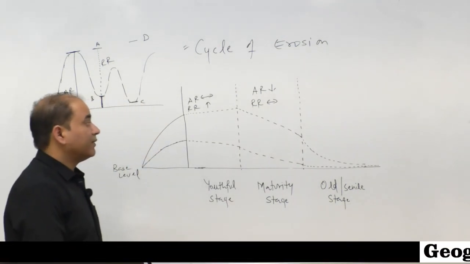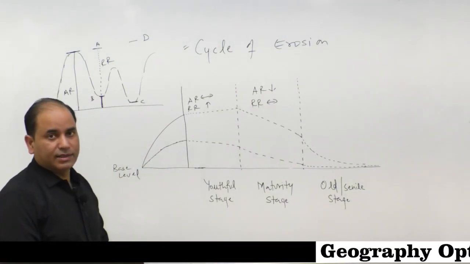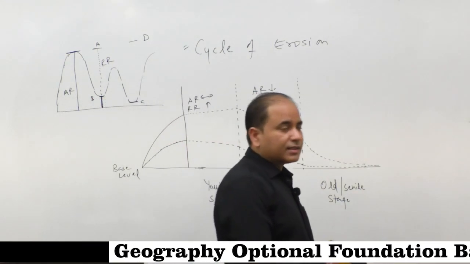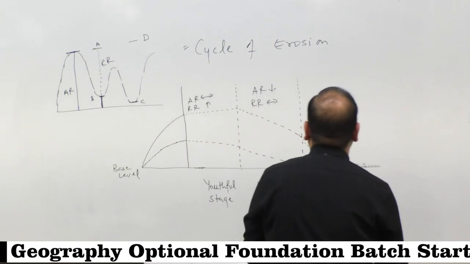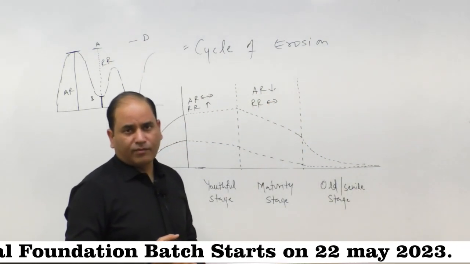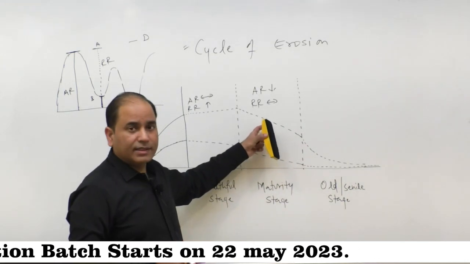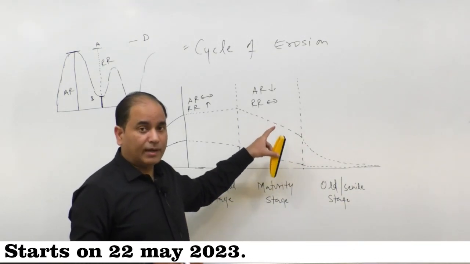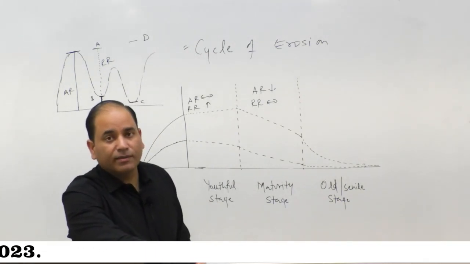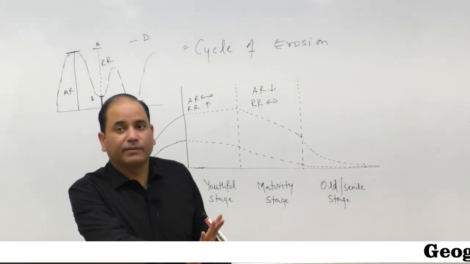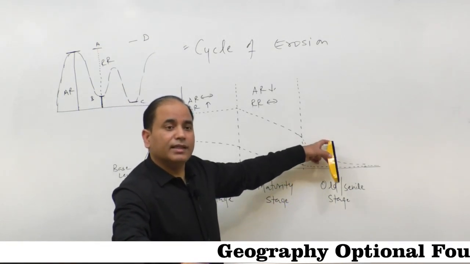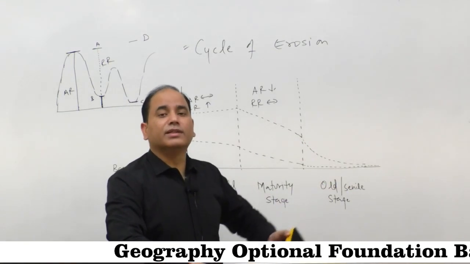And then the landform will reach the last stage. When the landform reaches the last stage, what will happen? In this stage, almost all erosion has ceased. So here in this stage, erosion and deposition both happen. Obviously the erosion is not that effective, but erosion will happen. But when the landform reaches this stage, you can say only deposition is happening.